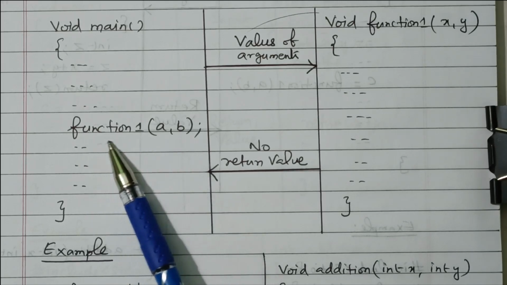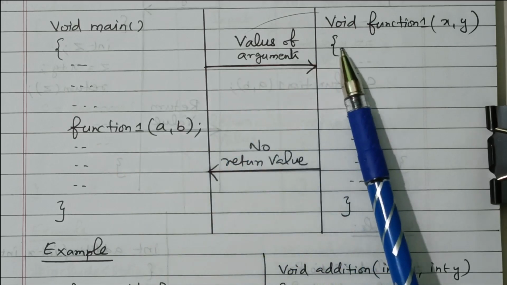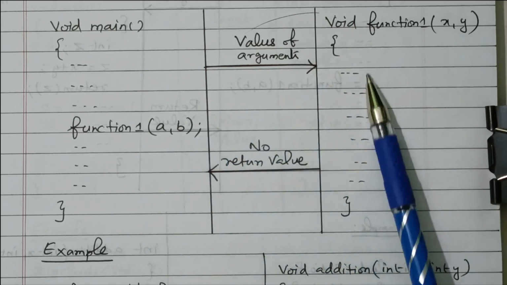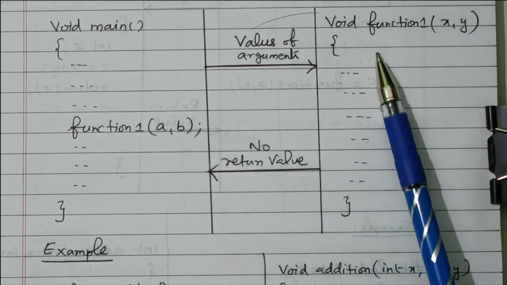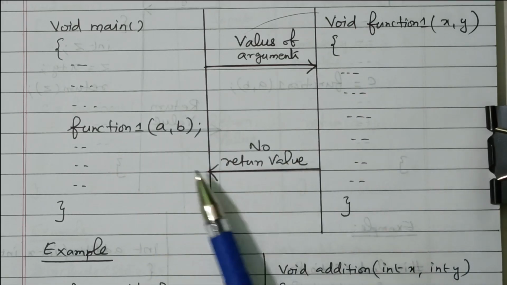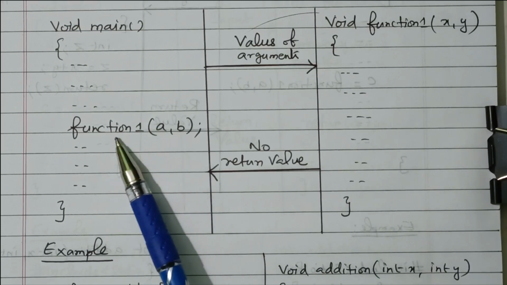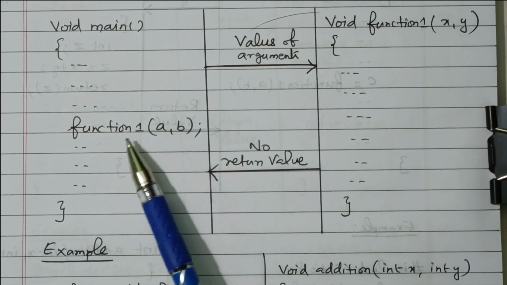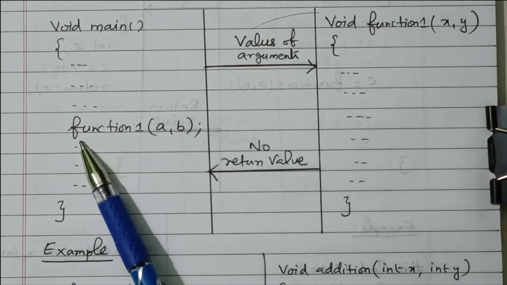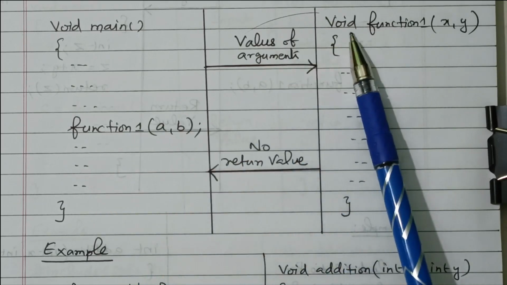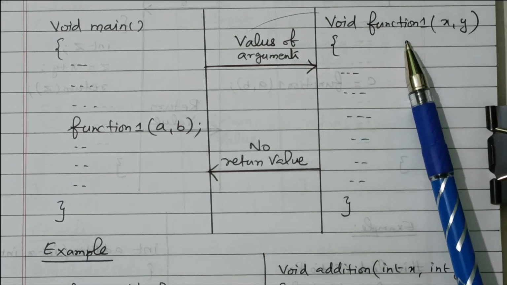So when the function is called, the control will transfer to the function. This is called a function. It is also called a subprogram. This is the main program, and the function is also called a subprogram. So when the function is called, the control is transferred to the subprogram. That is, when function 1 is called, it will go where the function 1 definition is available.